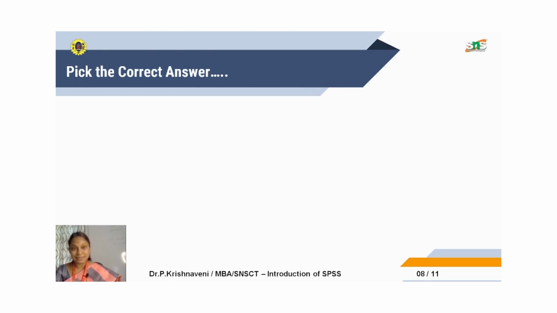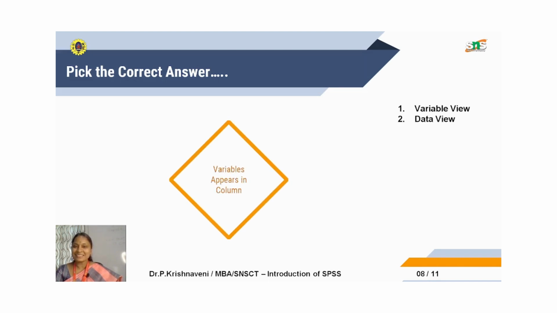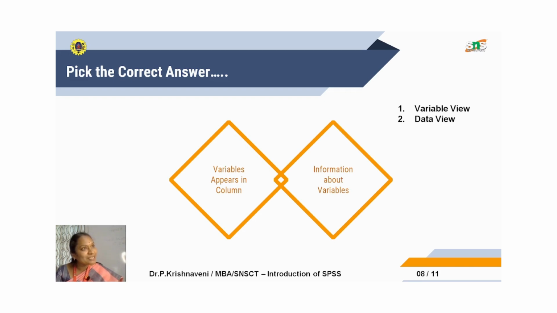Am I right? Yes, ma'am. Can you pick up the correct answer? Yes, ma'am. Variables appear in the column. The correct answer is data view. Excellent, very good, Kanagapriya. Variables appear in the columns in the data view, and information about the variables is given in the variable view.